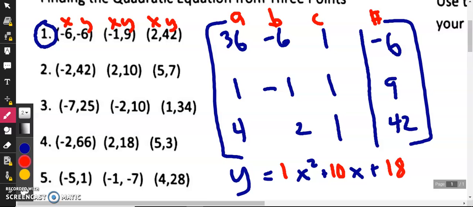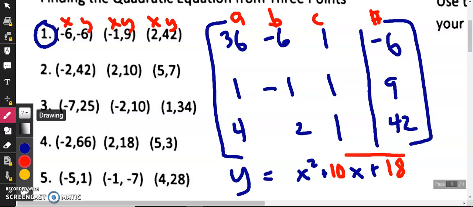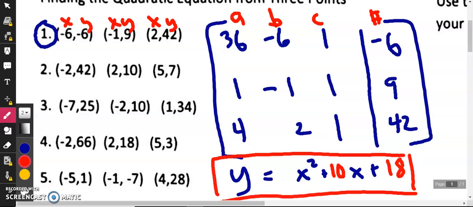So I can either leave my answer like that, or I can just get rid of the 1 because I know 1x squared is the same as just x squared by itself. So there's the simplified version of that equation. Once again, we plugged in our 3 points into the standard form. We converted that into a matrix using systems of equations, and then we used Desmos to simplify the matrix and get the values of A, B, and C.